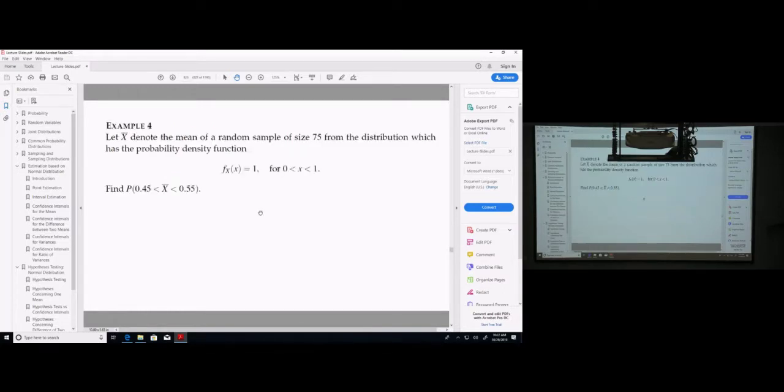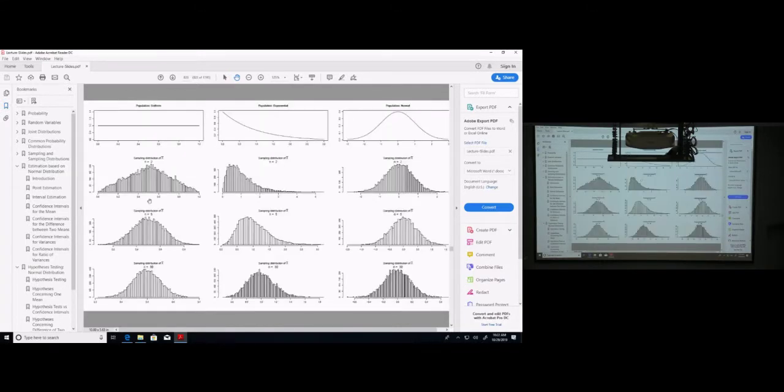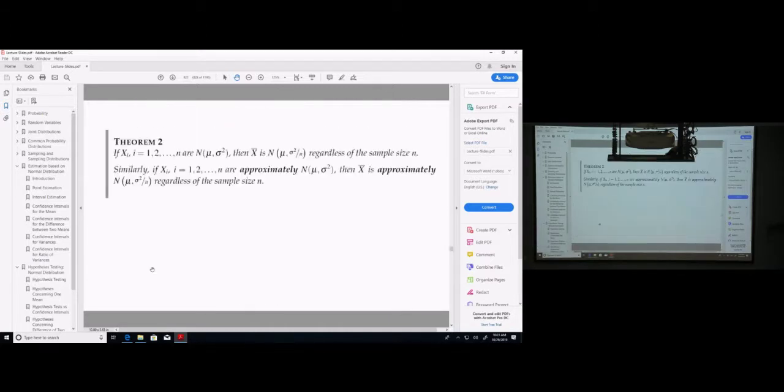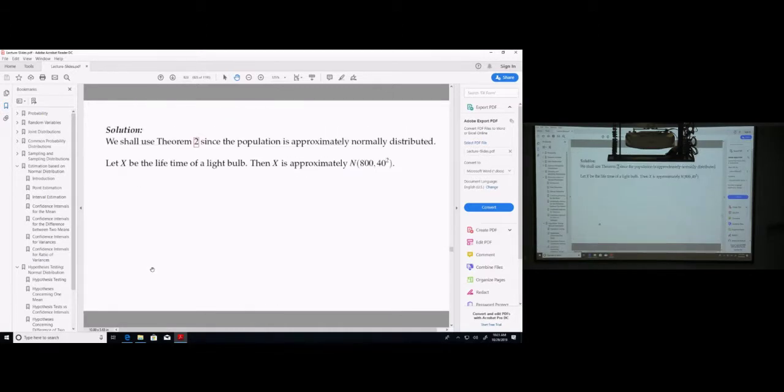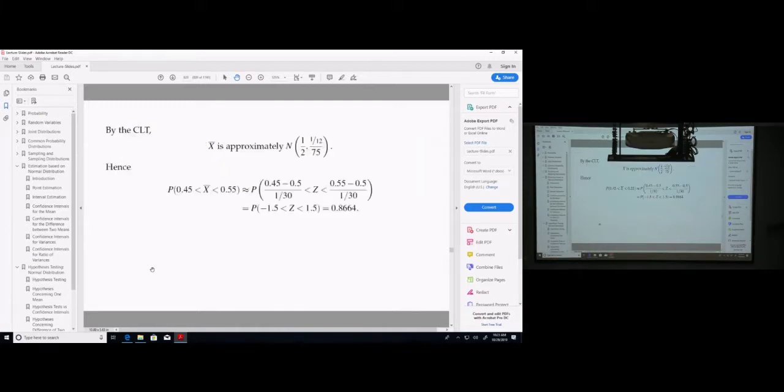Okay, now X bar denotes the mean of a random sample of size n from a uniform distribution. This is exactly this graph here, all right? And now n is 75, so much bigger than 30. So you will know that the normal approximation is actually very nice. It's quite accurate. So we are applying the central limit theorem as before.